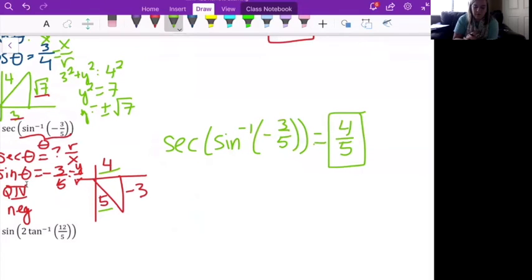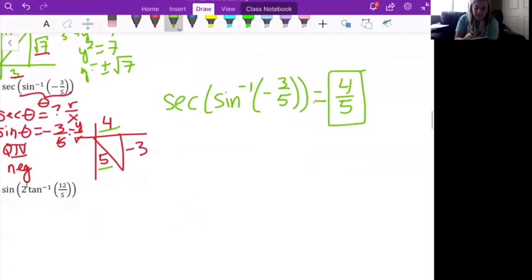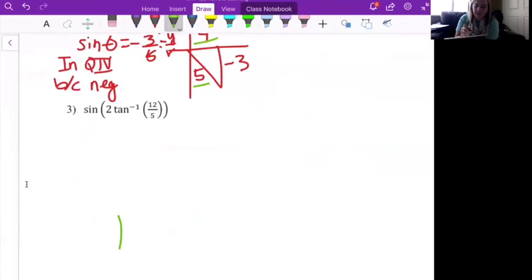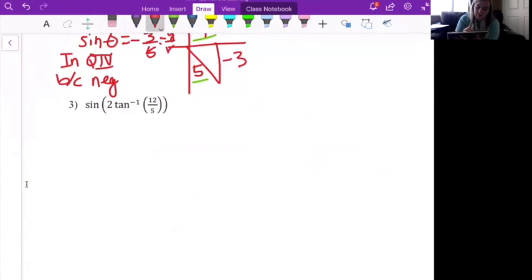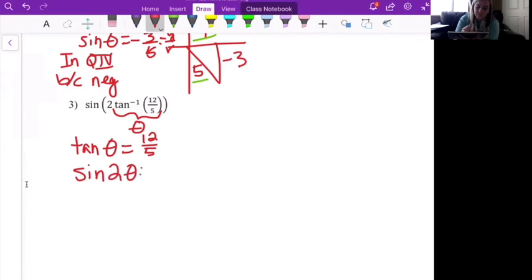Okay, so our next one is a little bit more complicated, as if those weren't complicated enough for you guys. So tangent inverse is theta. So we want to find, this is saying that tangent of theta is 12/5. We want to find what sine of 2 theta is. So we will be drawing a triangle for tangent of theta. So let's go ahead and do that.